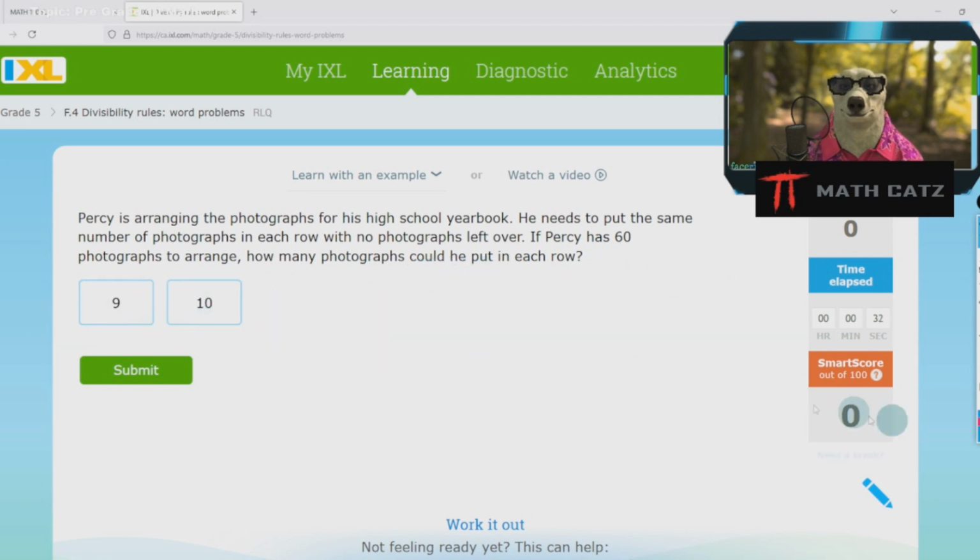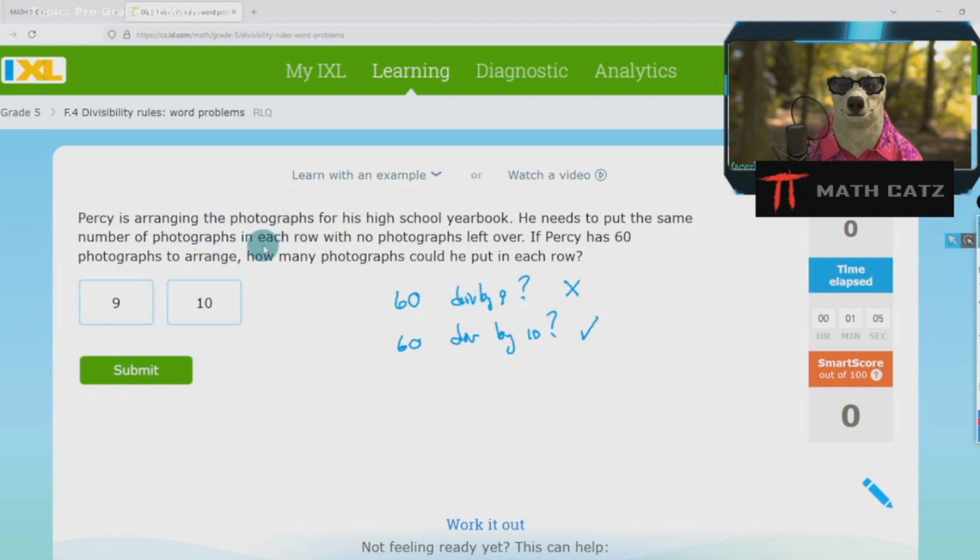So these are the two possibilities. I have to identify what's really being asked here. Well, if I have 60, can I make rows, groups of 9? In other words, is it divisible by 9? Is 60 divisible by 10? Oops, by... Divisible by 9? No. Divisible by 10? Yes.